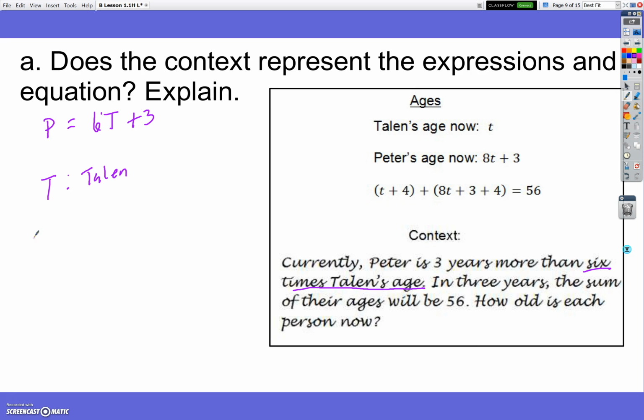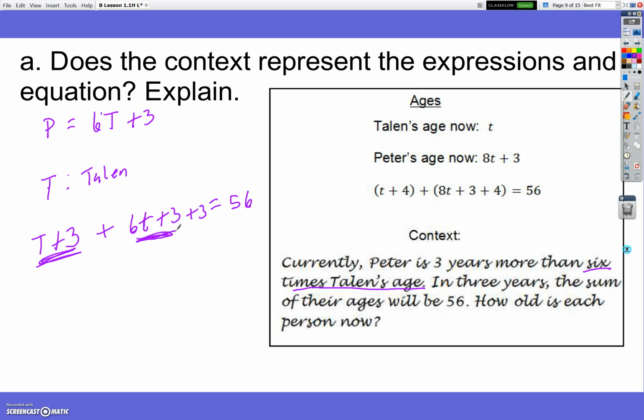So currently, this is Talon, this is Peter. It says in 3 years. So when Talon is going to be 3 years older, this is Talon. Peter is also going to be 3 years older. The sum of their ages is going to be 56.